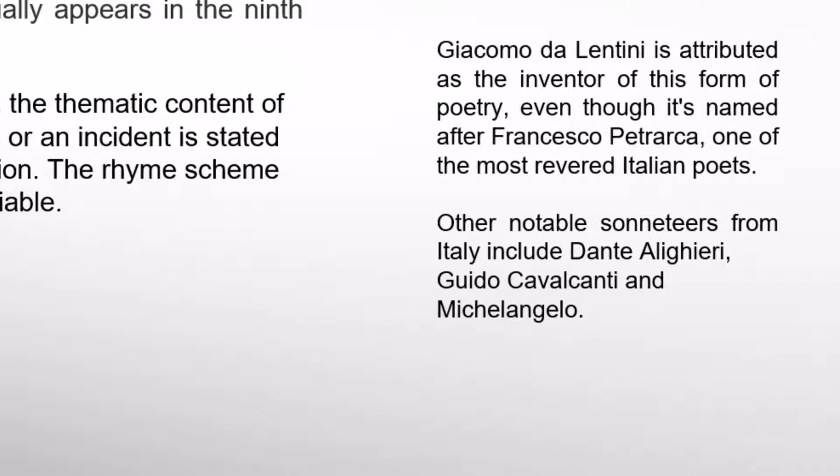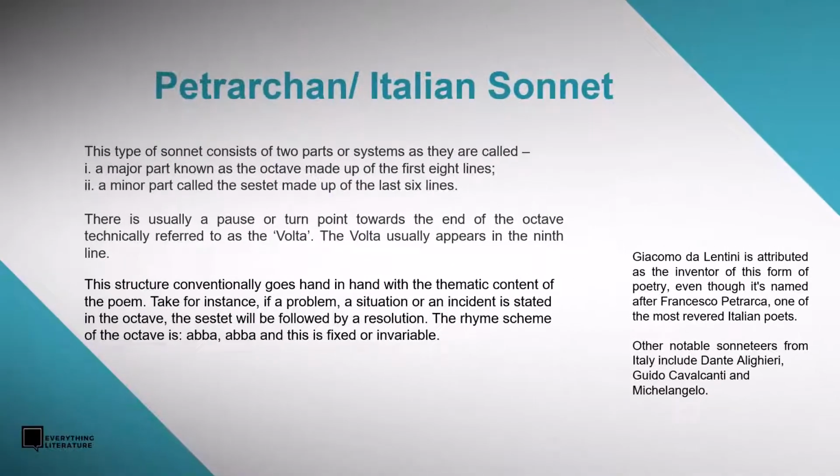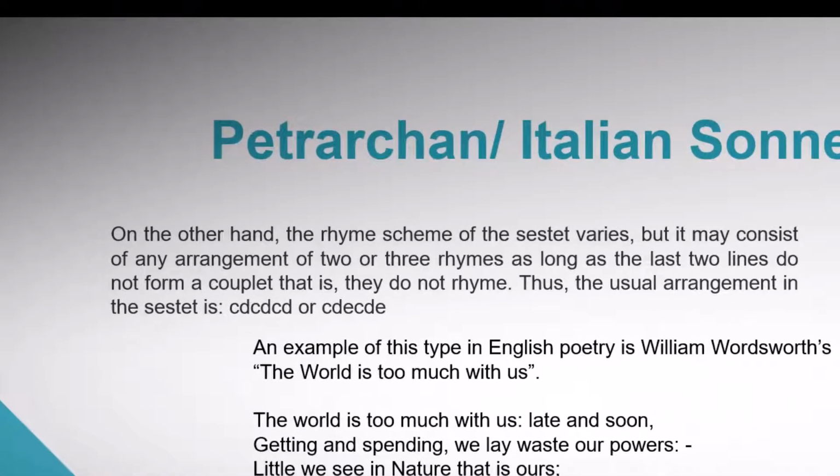We have some other notable sonneteers from Italy, which include Dante Alighieri, Guido Cavalcanti, and Michelangelo, just to mention a few. Remember I mentioned that the rhyme scheme of the octave is fixed: for the Italian sonnet, it's A B B A A B B A. But for the sestet, it can vary. It may consist of an arrangement of 2 or 3 rhymes, as long as the last 2 lines do not form a couplet. That is, the last 2 lines of an Italian sonnet must not rhyme.